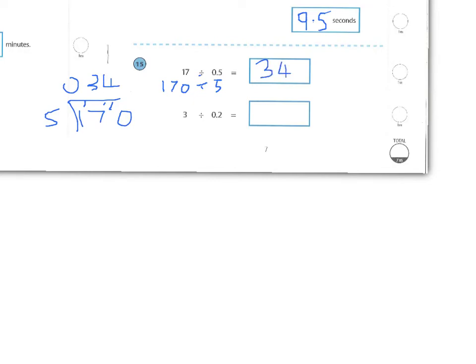Now the second question. If we times both these numbers by 10, we get 30 divided by 2, giving us an answer of 15.